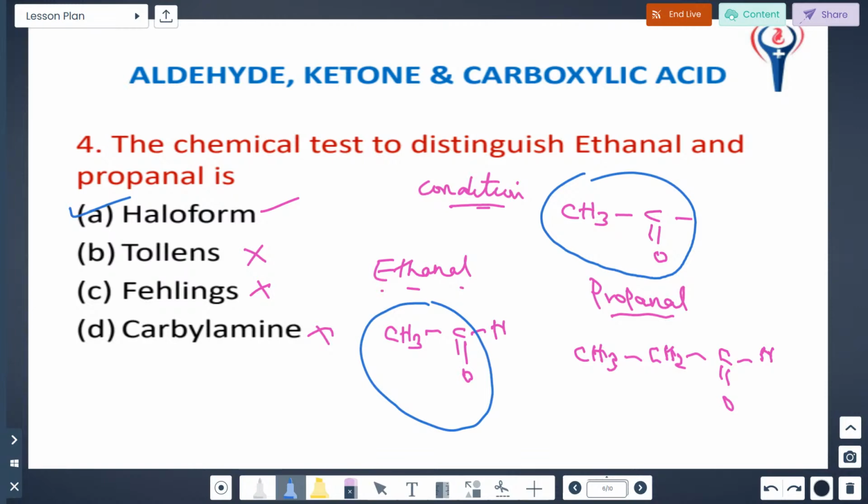Any compound having the CH3-C=O group can answer the iodoform test; otherwise it will not answer.